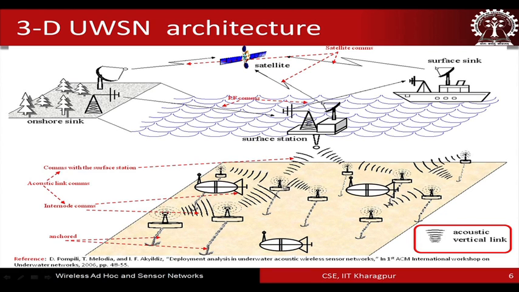Additionally, we have these AUVs which can move all around and can help in communication between the different nodes, plus they can also collect data, and they can even extend the spatiotemporal coverage of communication in this deployed region.